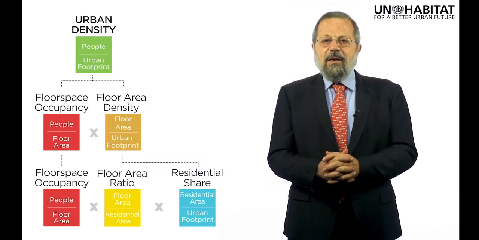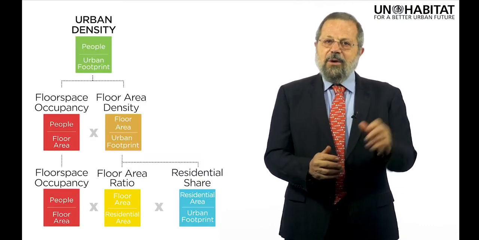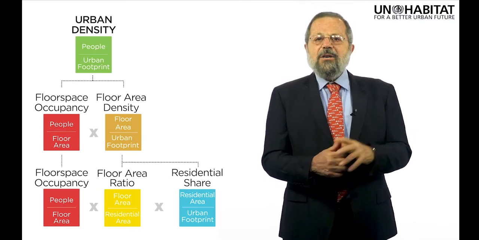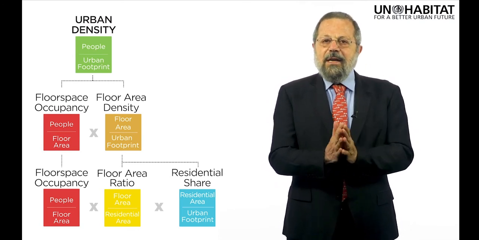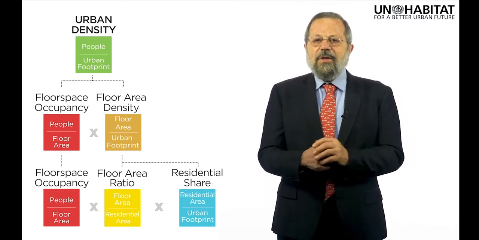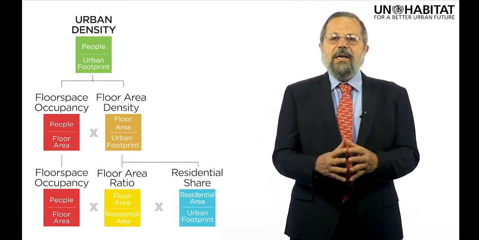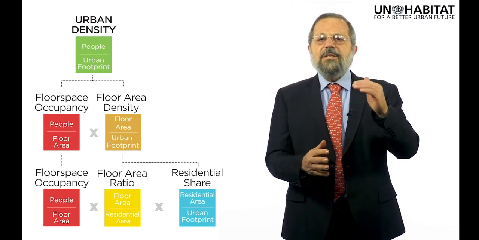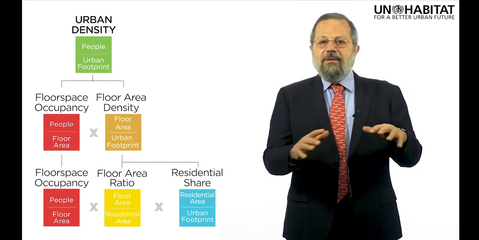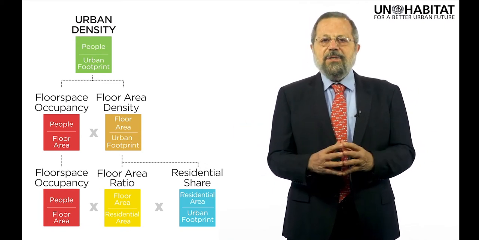We can also break down floor area density into two factors, thus decomposing urban density into three factors. The floor area ratio, the yellow box, is a common density metric. It's defined here as the ratio of the total residential floor area in the city and the total residential area of the city, net of streets and other land uses.